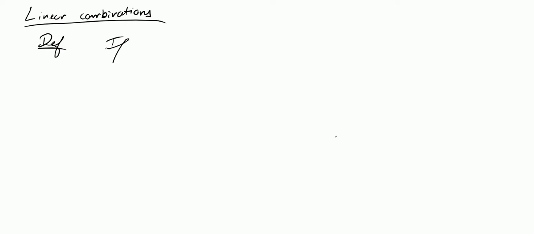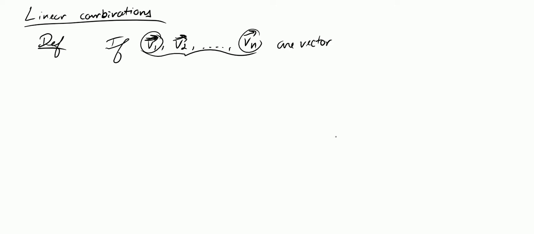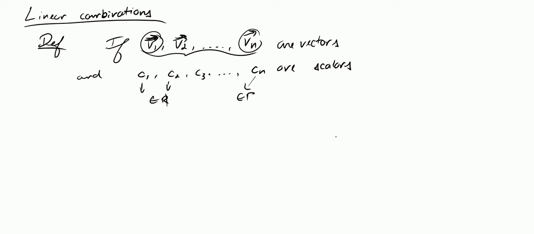If I have v1, v2, through vn, so if I have a certain number of vectors, v1 to vn, so these are vectors, hence the arrows here, and then I'm given a certain number n of scalars, c1, c2, c3, through cn, meaning that each of these belongs to R, the real numbers.